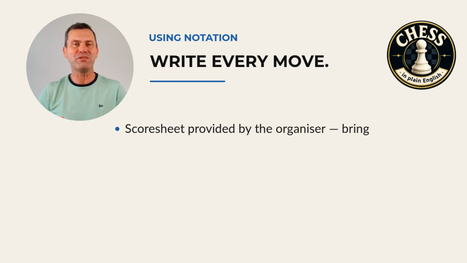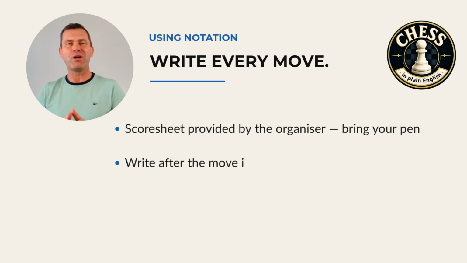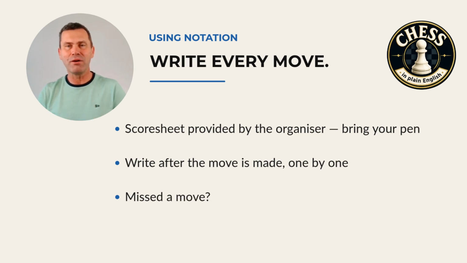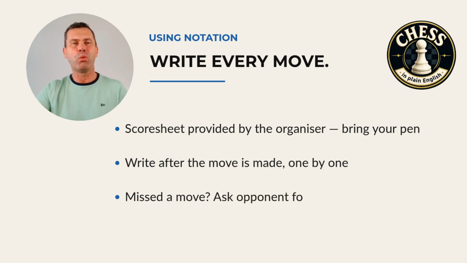The score sheet is provided by the organizer. You need to bring the pen. Write down both players' names, event date, and start recording the moves. After they are made, one by one.